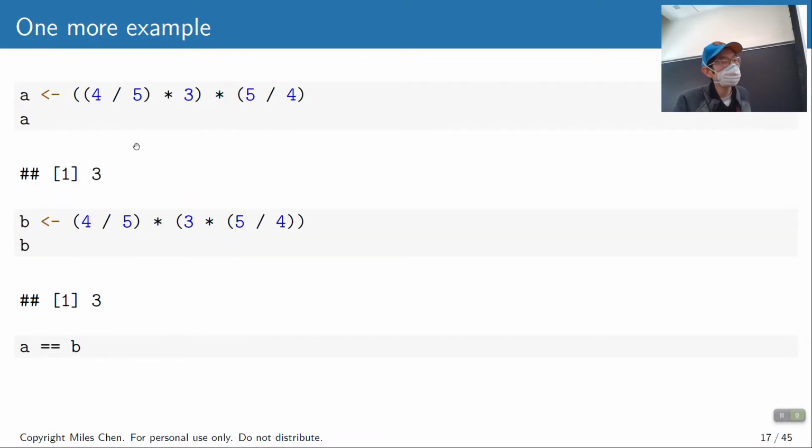All right, and here's just more stuff, right? 4 divided by 5 times 3 times 5/4. I get back 3. So here I got 3, and here I've got 3. It's not just decimal values, but is this 3 equal to this 3? And it comes back false, all right?